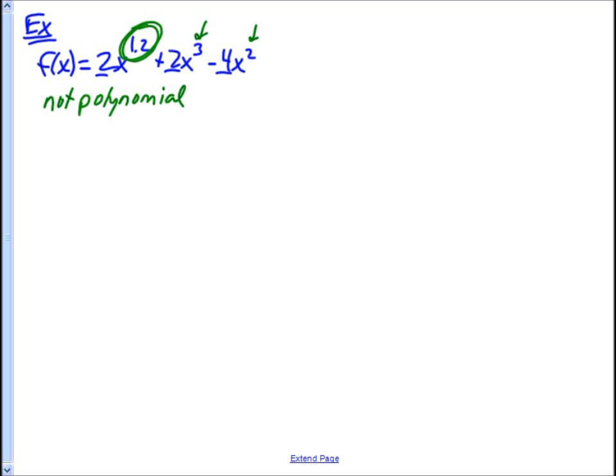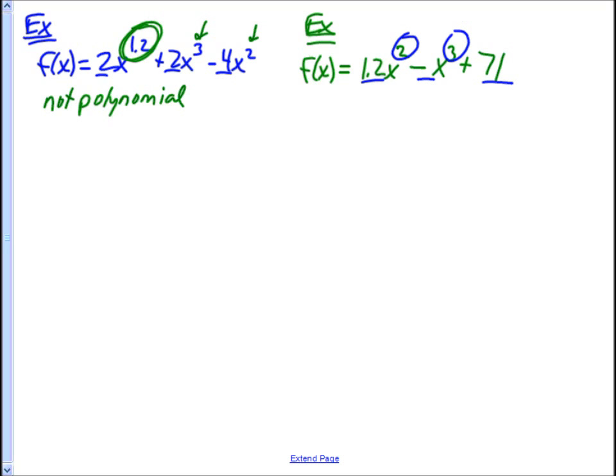Okay? Let's look at another one. Let's go off to the right here a little bit. How about f of x equals 1.2x squared minus x cubed plus 71. Let's go with that one. Is this a polynomial? Well, let's see. All the coefficients here are real. Looks like they're all real numbers right there. And are my degrees all whole numbers? Yes, they are. So I say yes, this is a polynomial.